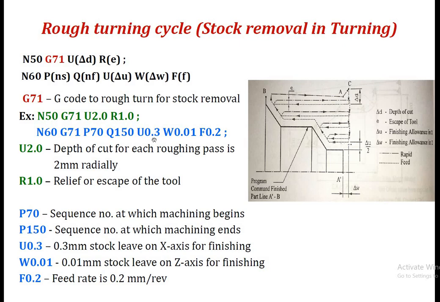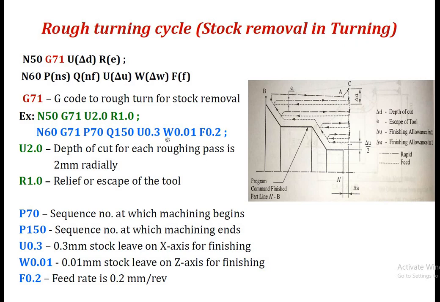So next is U 0.3. In this second block, the U indicates the stock left on the x-axis for the finishing operation. So here I have written 0.3, and 0.3 mm is the stock left along the x-axis for the finishing operation.